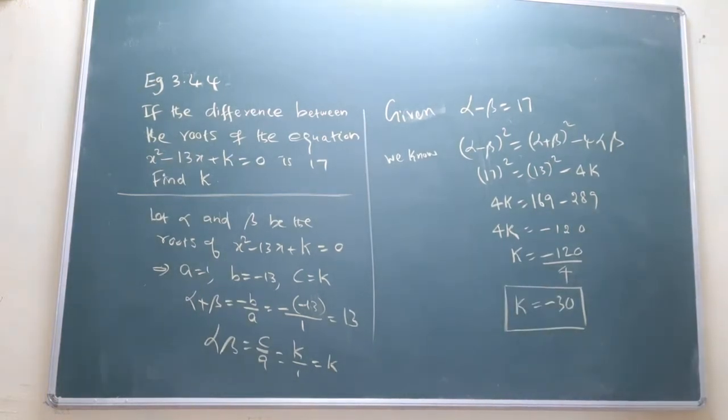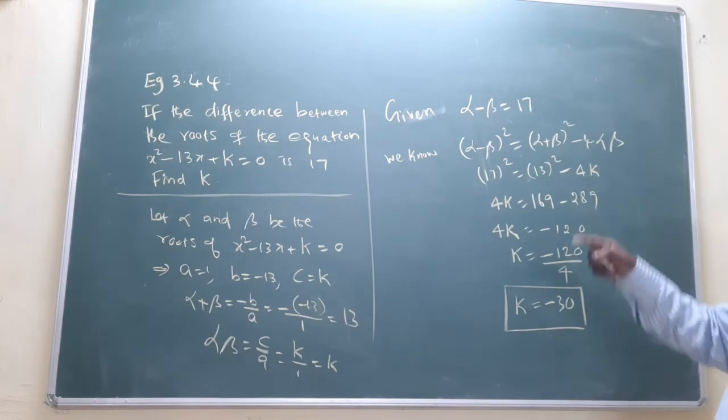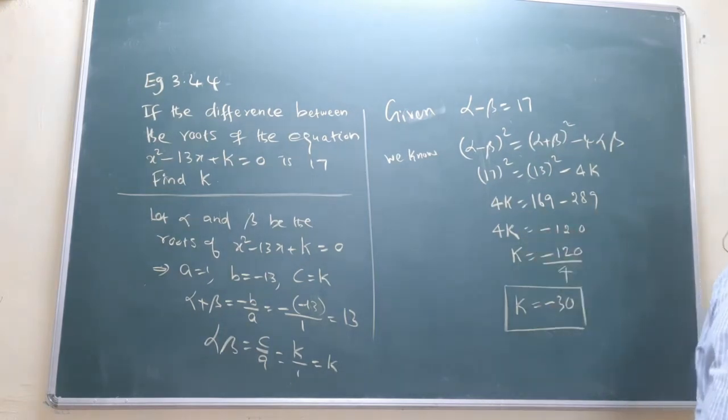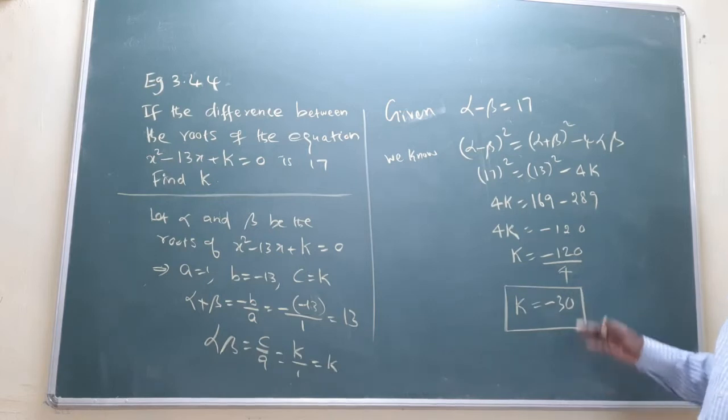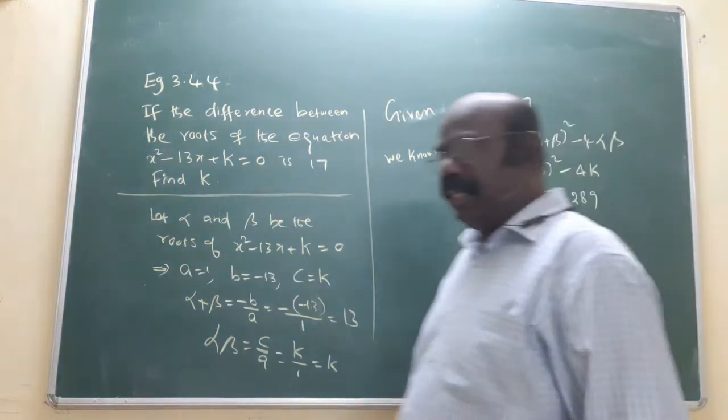You will find alpha plus beta and alpha into beta as usual. But what data is given? Alpha minus beta equals 17 is given. We want the k value. That's why you write the formula involving alpha minus beta, alpha plus beta, alpha into beta. All the values are already found out. Substitute all the values and you get the k value. That's all. The k value is minus 30. That is the answer.